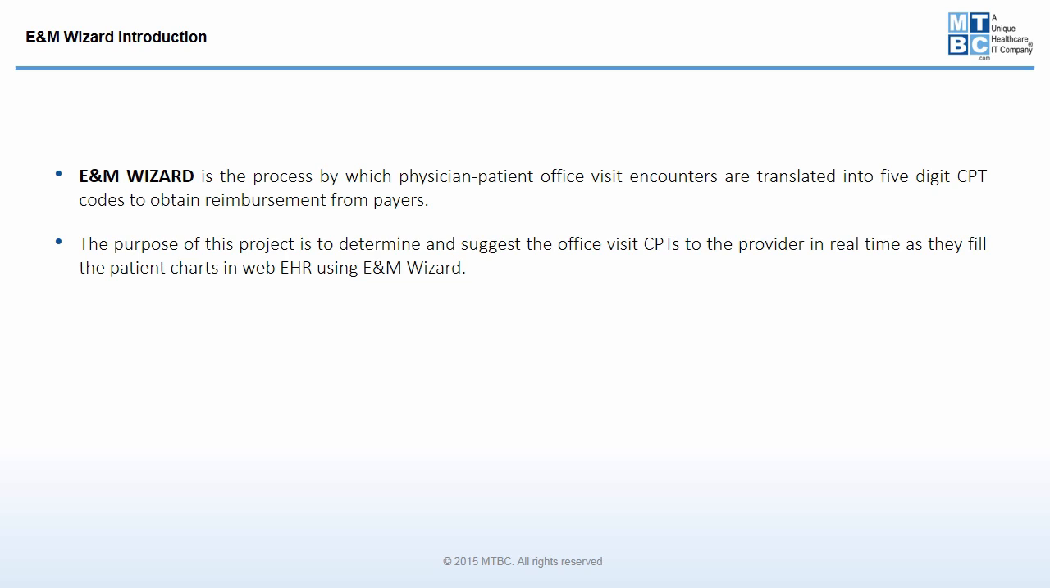Let me quote an example here. Let's say 99213. That's a normal code that you guys use for an office visit encounter. Now you can either use 99213, 99214, or 99215. The reimbursement rate on 99215 is a bit higher than 99214, and the reimbursement rate on 99214 is higher than the reimbursement rate on 99213.